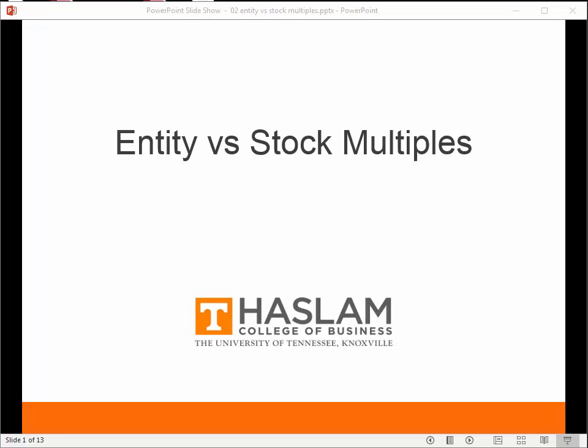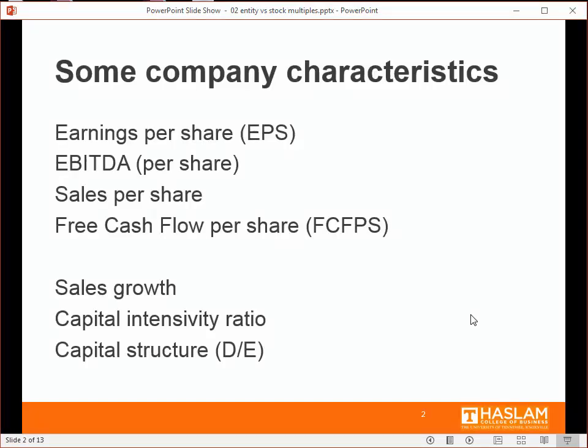In this video, I'll compare multiples valuation techniques using entity multiples and stock price multiples. Now, some of the company characteristics that enter into a company's value might very well be earnings per share, EBITDA per share, sales per share, free cash flow per share.